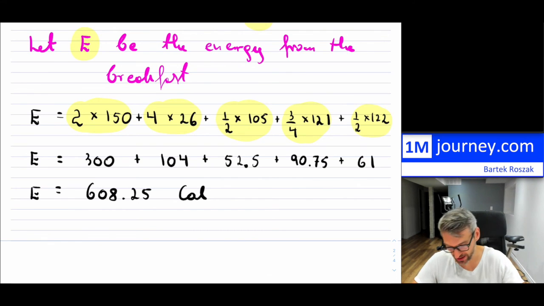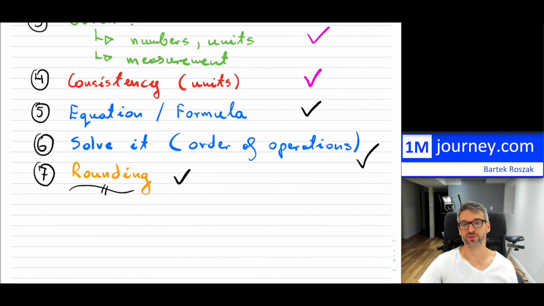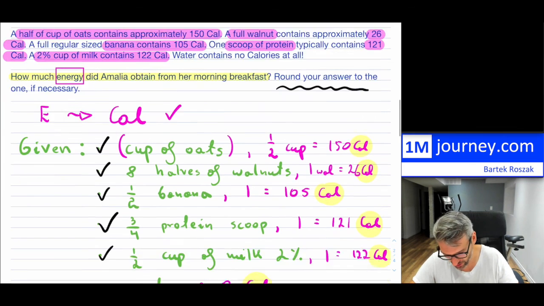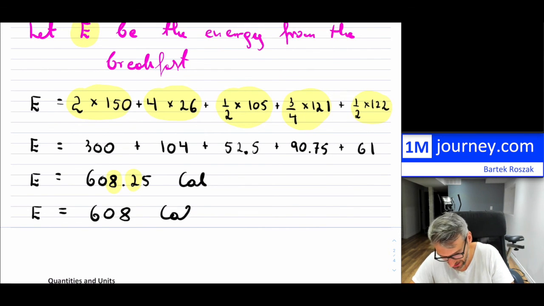So that was great. And now finally, the last item, and this is why the checklist is good, because you don't forget. It says, oh yeah, that's right, did you have to round? Well, in this question, it did say round your answer to the 1. So if we're rounding to the 1, it's right here. There's a 2 right here, so 2 will not increase this. So my energy is about 608 calories.